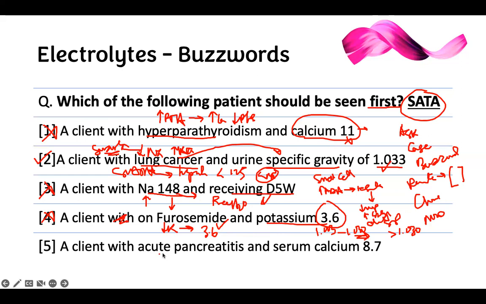A client with acute pancreatitis and a serum calcium of 8.7. What is going on?